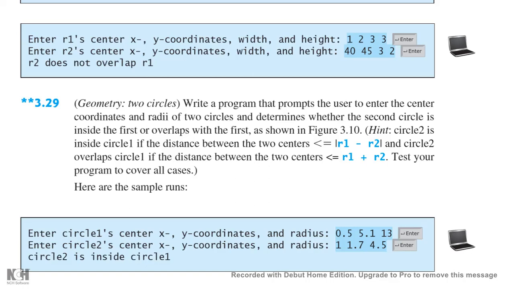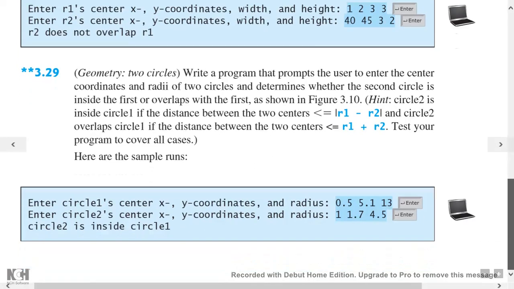They also gave us a hint. It says circle 2 is inside circle 1 if the distance between the two centers is less than or equal to the absolute value of the difference of the two radii, right? And circle 2 overlaps circle 1 if the distance between the two centers is less than or equal to R1 plus R2.